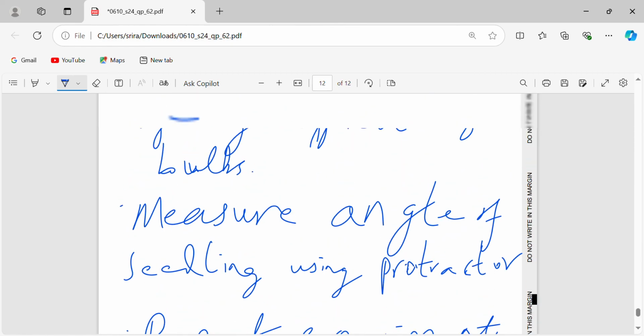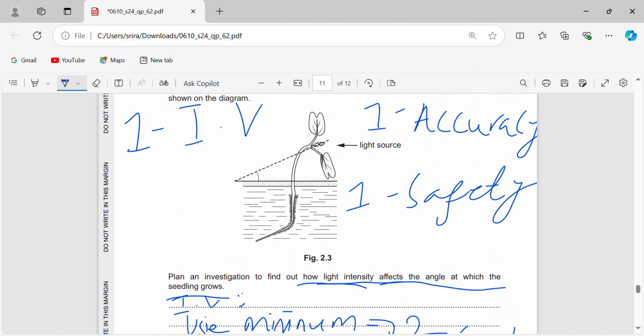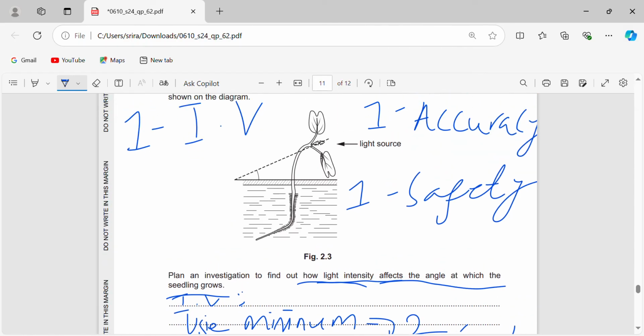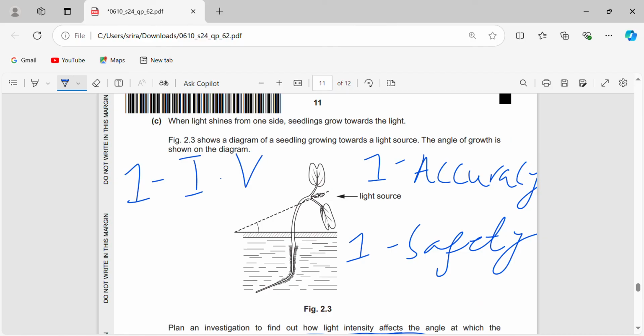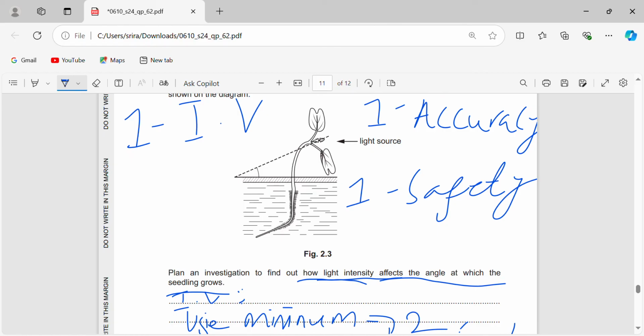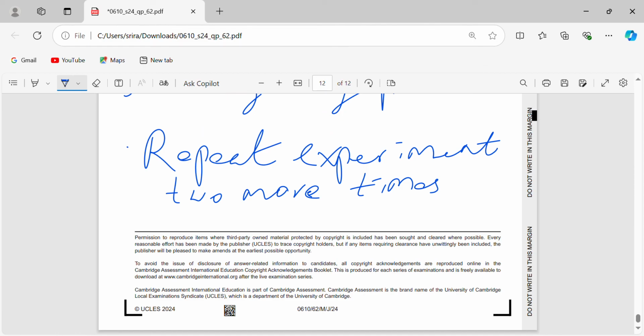A point for the safety. So let's see what we can write about safety. Actually, this one's a bit tricky to think about something for safety, because it's not very dangerous or anything. But I guess we can use a heat shield, because it's going to be quite hot when you use higher light intensities. So use heat shield for safety.